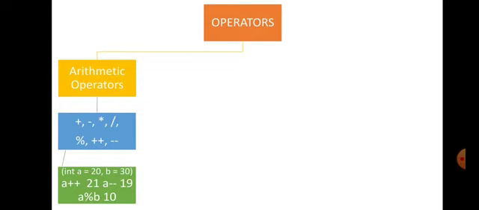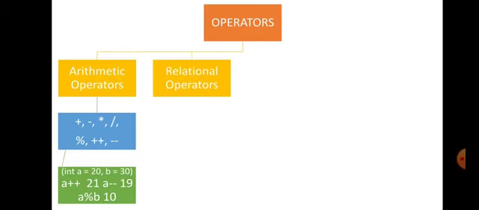A, which is 20 in the first statement, when I give A minus minus, it is exactly equal to A is equal to A minus 1. That means 20 minus 1, and finally A minus minus value becomes 19. A percentage B is nothing but 20 percentage 30. It will skip the divisor and the quotient, and it will take only the remainder value. The remainder value is 10. So the result for A percentage B is 10.